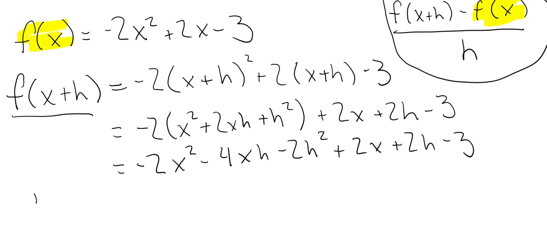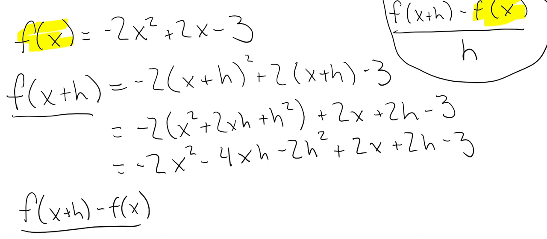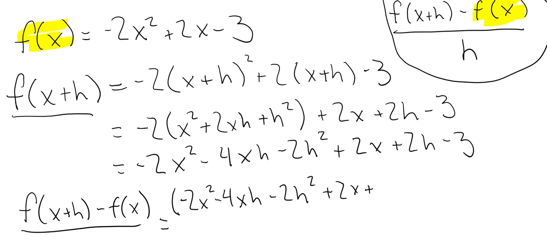And now I'm going to set up the difference quotient, right? And I'm just going to write it down over and over again until it's stuck in my brain. And so unfortunately, this long thing here, let's go ahead. Negative 2x squared minus 4xh minus 2h squared plus 2x plus 2h minus 3. So here's our first part. This whole thing that we just wrote down is the f of x plus h.